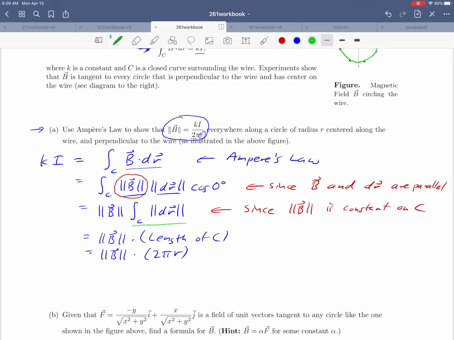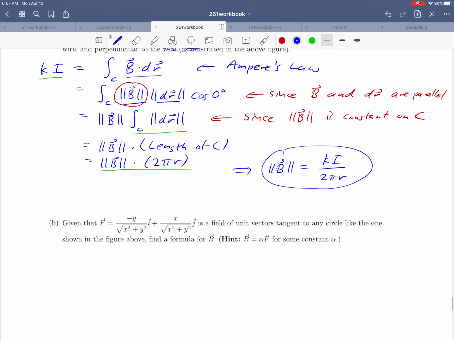Okay, so notice where we started and where we stopped here. We had k times I equal to the magnitude of B times 2 pi r. We can take that equation and solve it for the magnitude of B. Just divide both sides of that equation by 2 pi r. And notice we get exactly what we wanted to show. That was this formula up here. So that's part A. We have a formula now for the magnitude of this magnetic field as a function of how strong the electrical current is and how far away we are from the wire.